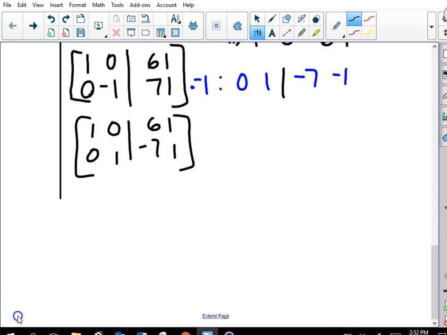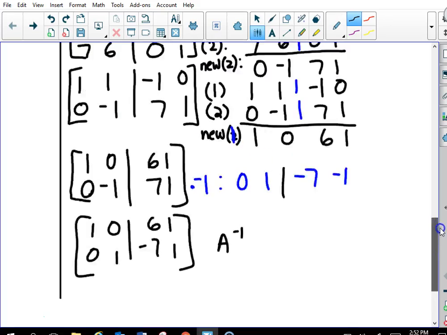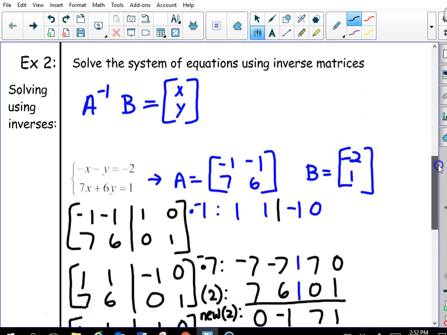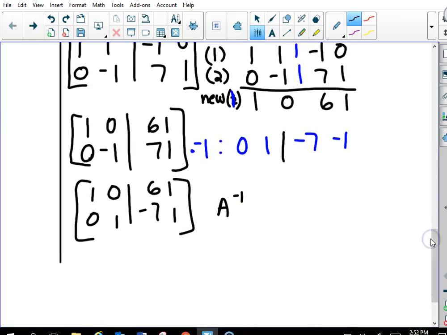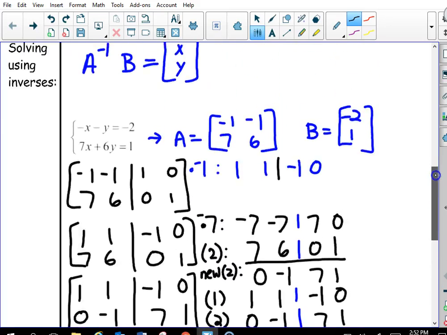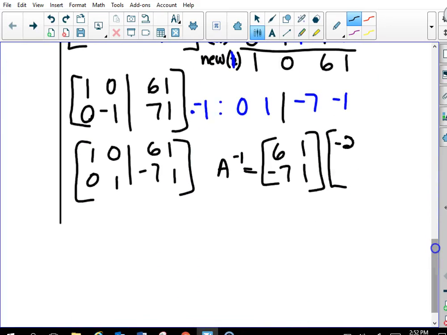So the inverse of A, and by the way, we write it this way, A to the negative 1. Did I write it that way at the top? Yes. That negative 1 just means that A is the inverse of the original A, is 6, 1, negative 7, 1. And I'm going to multiply that by B, which was negative 2, 1. And the result will give me the XY pair that solves the system of equations. Remind myself that I go by rows here and columns there.